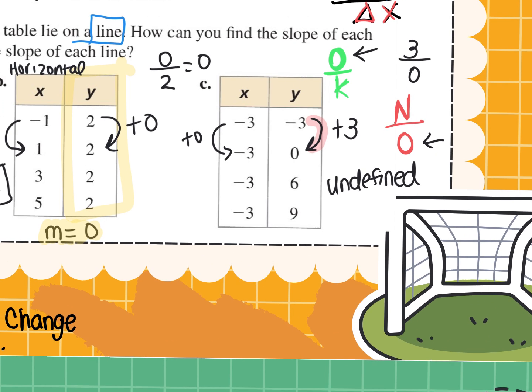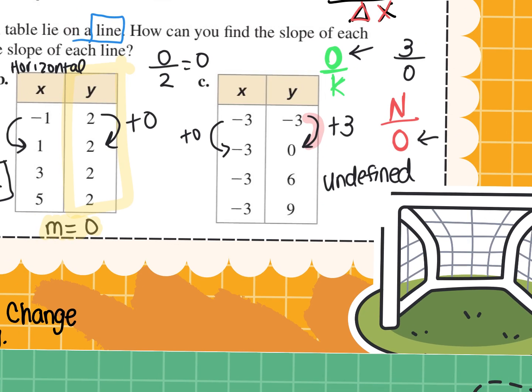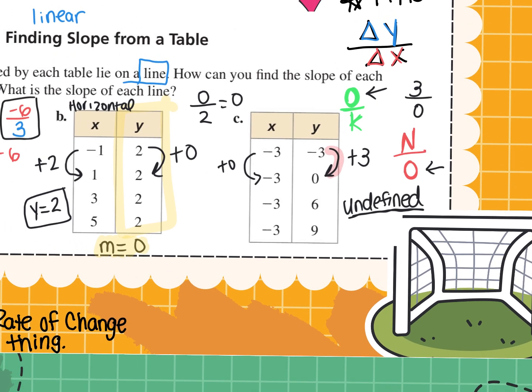All right, so are we understanding what the difference is? What kind of line has undefined slope? What do you think that kind of line is going to be? Not no line. Undefined. A vertical line. Vertical lines have slope of undefined, and horizontal lines have a slope of 0. Okay, that's the difference.